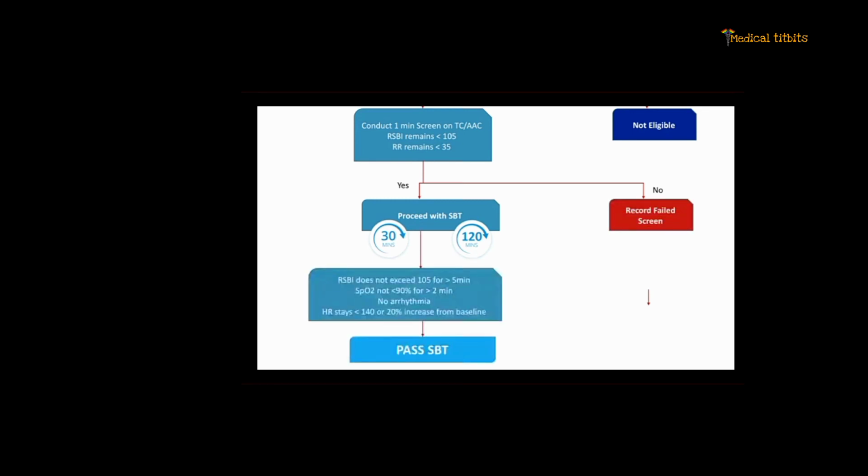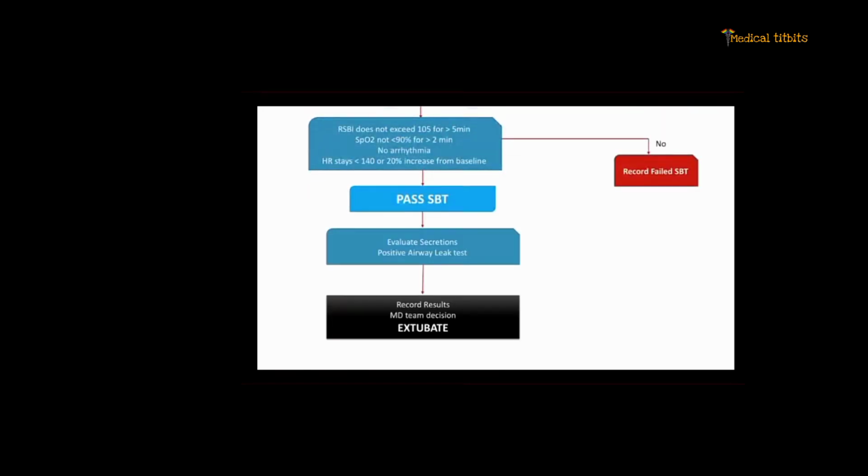Okay, so if that is cleared, that means RSBI does not exceed 105 for 5 minutes. Saturation is not dropping below 90% for more than 2 minutes. No arrhythmia. Heart rate stays less than 140 or a 20% increase from baseline. You can declare the SBT passed. If SBT is passed, then you can check for secretions and a positive airway leak test. The cuff leak test you can perform, which is not 100% conclusive though. Then record the results and make a multidisciplinary team decision. We can proceed with the extubation if the spontaneous breathing trial is successful.